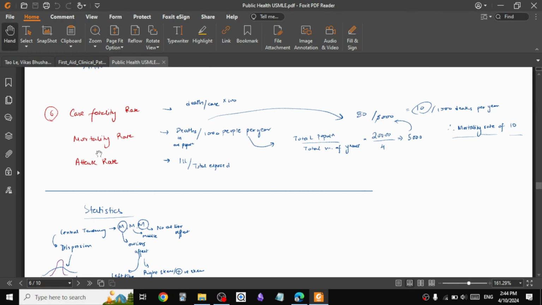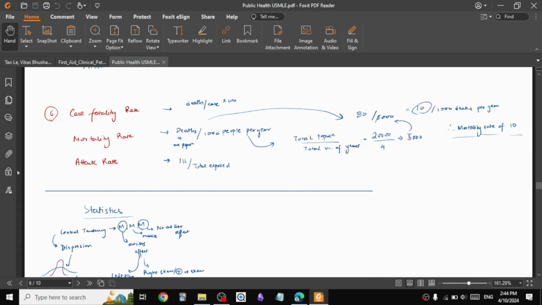Yeah, you see. So you take the mortality rate in one population divided by 1,000 people per year, right? So what is this 1,000 people per year? It's total population divided by total number of years. For example, if the total population is 20,000, and the span of years that I'm measuring this population in is about 4. So in 4 years, I'm measuring about 20,000 people. So this simplifies to 5,000.